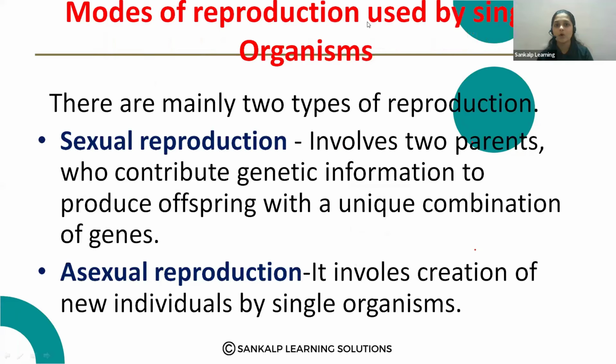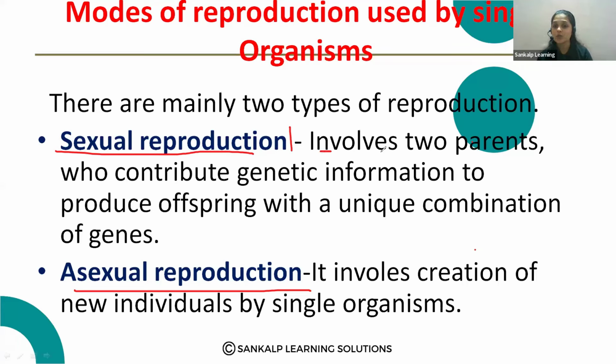So here, modes of reproduction in a single organism. Mainly there are two types of reproduction methods, sexual reproduction and asexual reproduction. You know that, so this will be a 1 mark question: What is sexual reproduction? What is asexual reproduction?